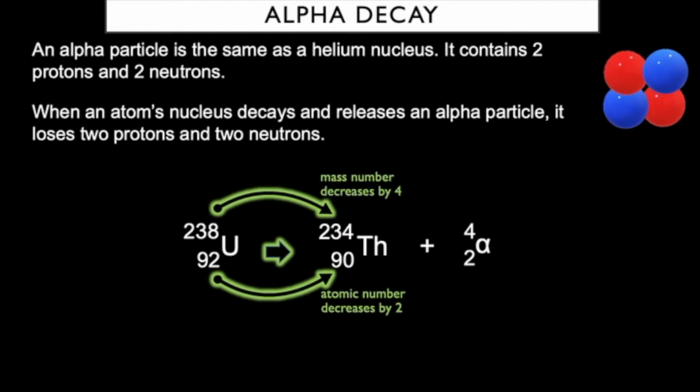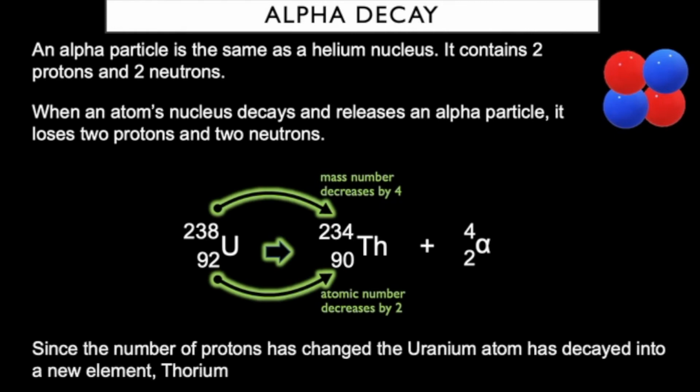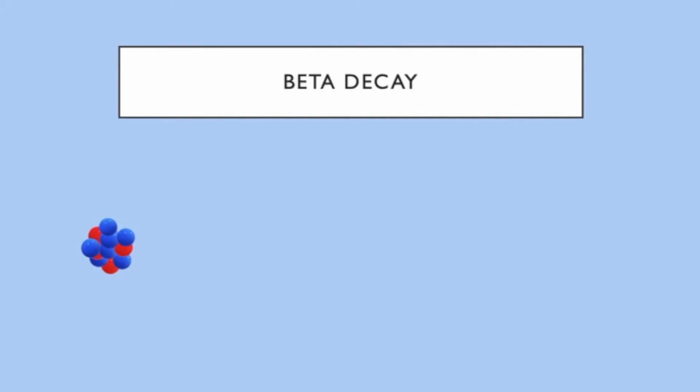In this kind of question you might not be shown the alpha particle, it might be a big X or something like that, and they ask what you think it is. The way you would know is because those numbers must balance out, and you know that an alpha particle has 2 protons and 2 neutrons, and that would balance the equation. Since the number of protons has changed, the uranium atom has decayed into a new element, thorium, in this example.